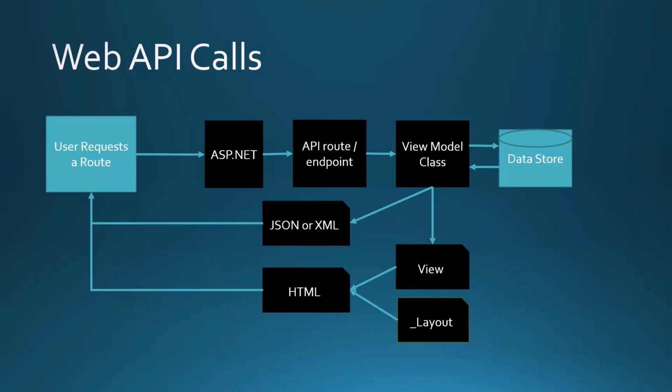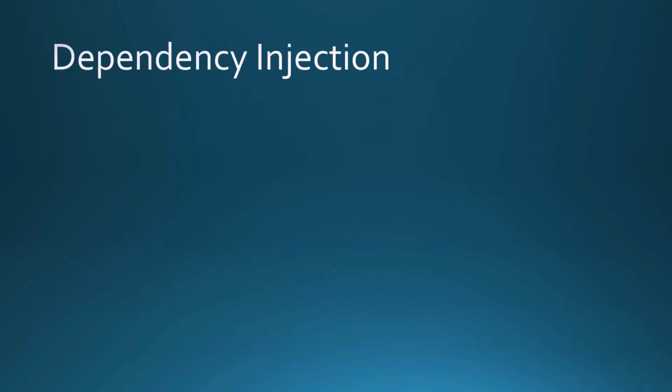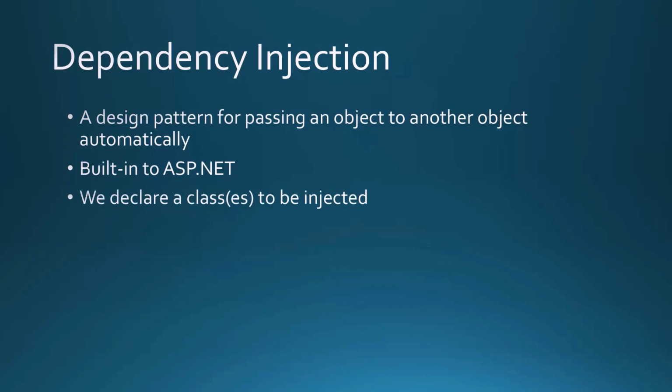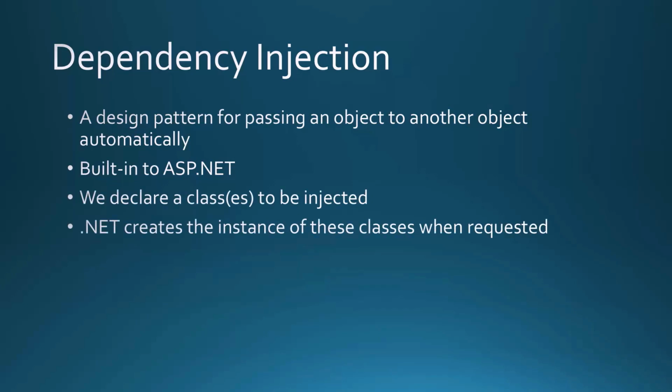So it kind of depends on whether we're running a web application or a web API application. We will take a look at dependency injection in this course. It's a design pattern for passing an object to another object automatically. This is just built in to ASP.NET. We declare a class or a set of classes that we wish to be injected, and .NET will create an instance of these classes when they're requested and pass them on to the constructor of a class or maybe into a method if either one of those is requesting a class of that type.